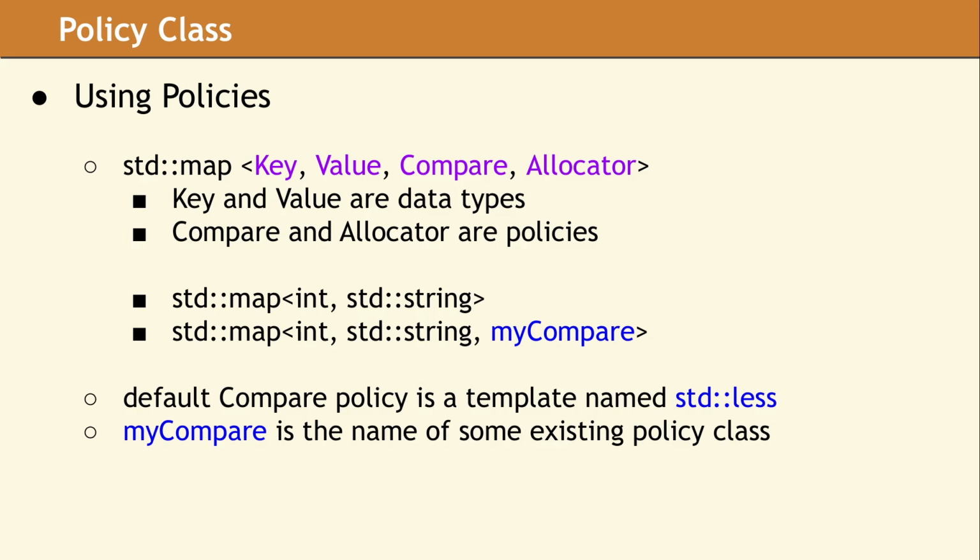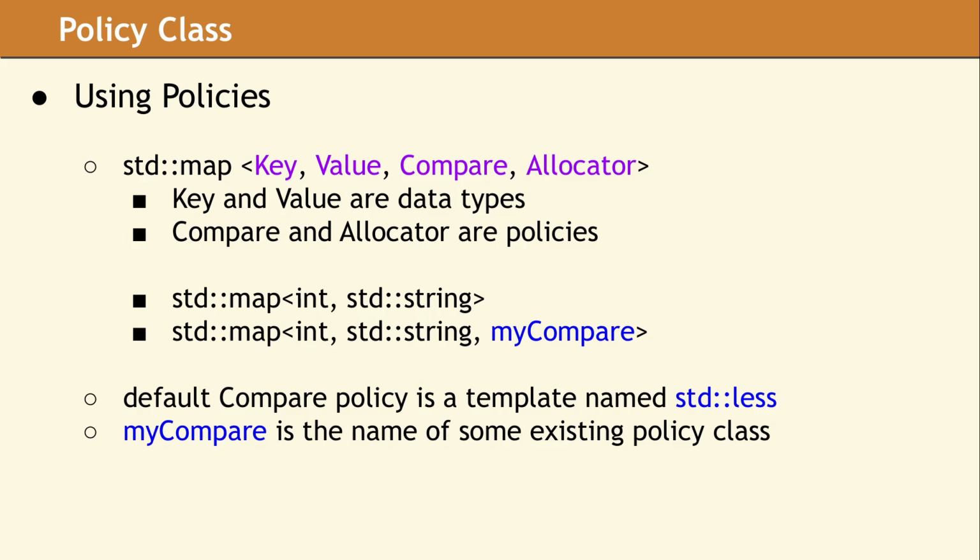Now we want to show how you invoke a template which accepts a policy. One of the most common examples of policy-based design is from the C++ standard library. The std map container has 4 template parameters. The first 2 are data types, and the last 2 are policies. You are required to pass the key and the value. Both the compare and the allocator template parameters have defaults and are not required.